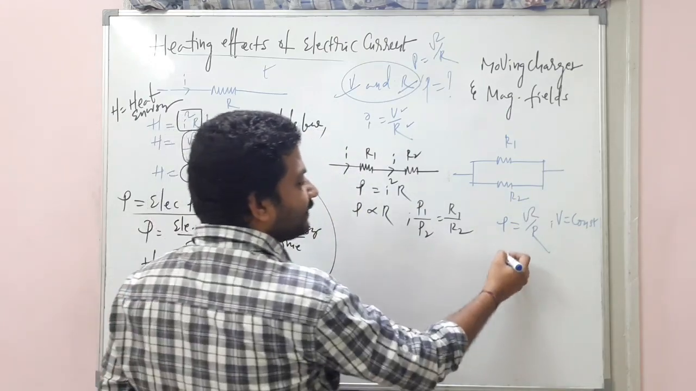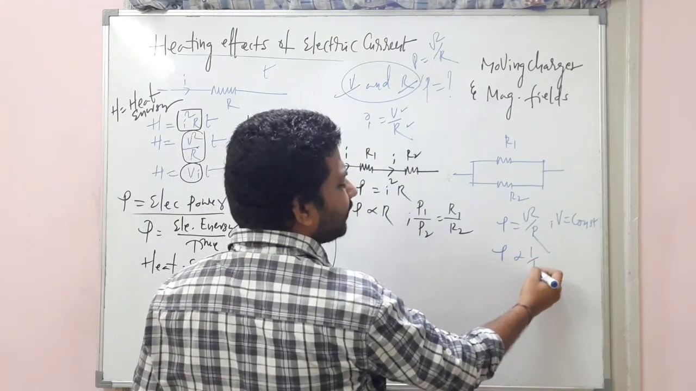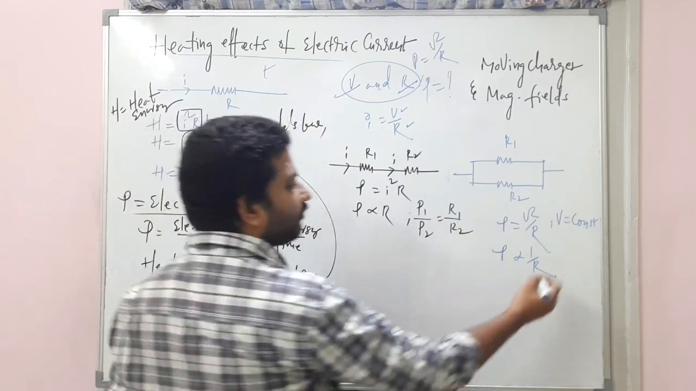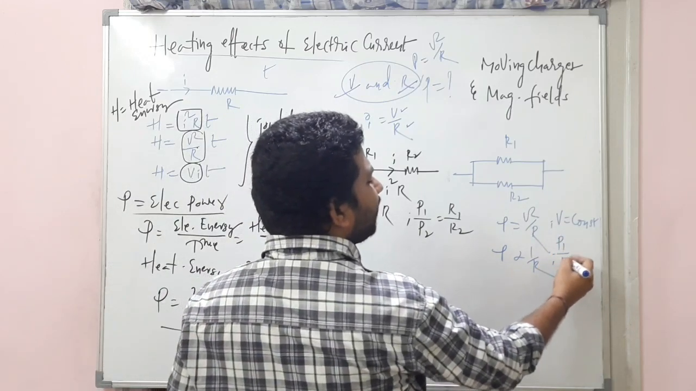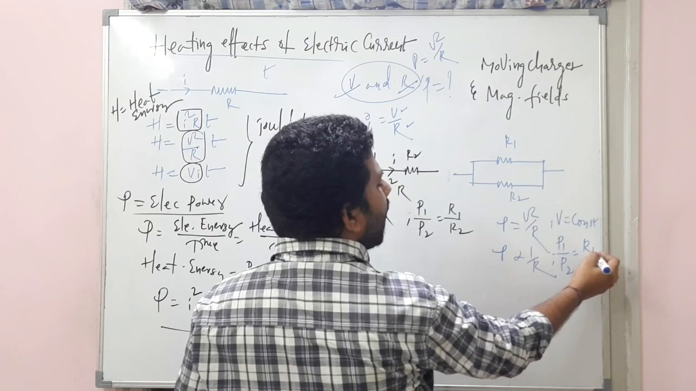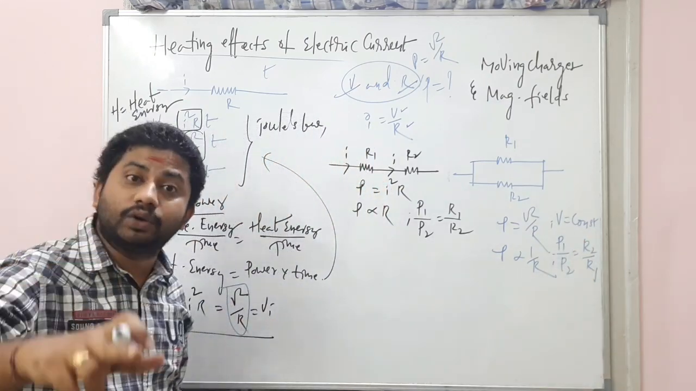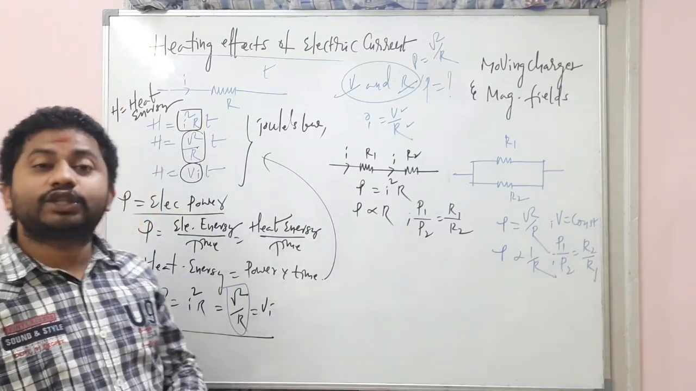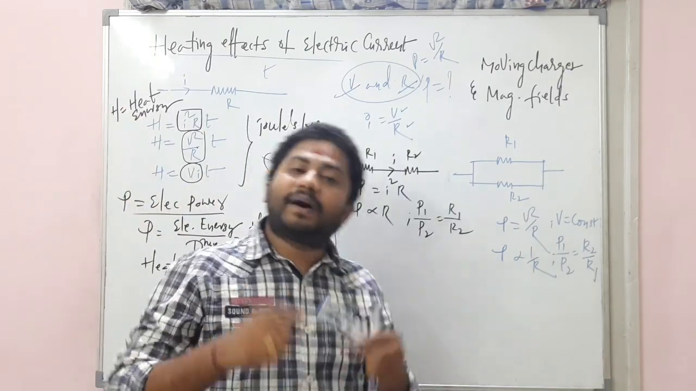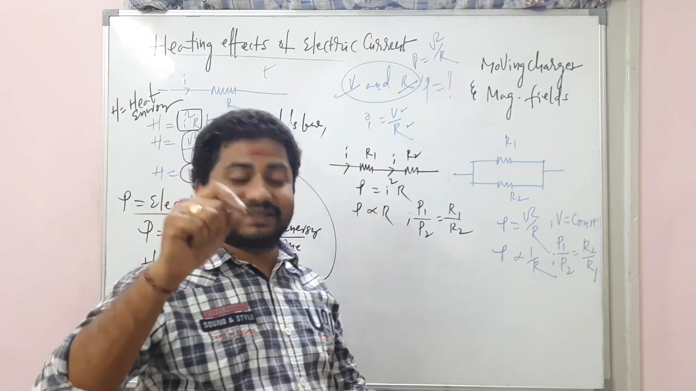So that's the reason I can write P is inversely proportional to R. So from here, what can I write? P1 by P2 is equal to R2 by R1. What is P? Once again, I am asking you and I am telling you. What is P there? Power consumed by the resistors.